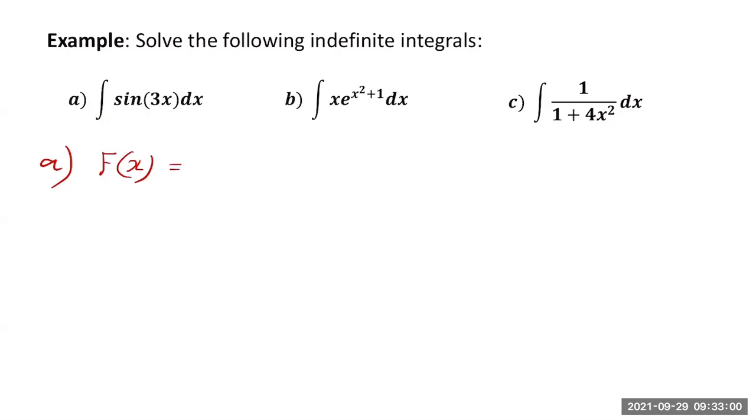Well, if you take uppercase F of x equal to minus cosine x, would that give you what we want? What is the derivative of minus cosine x? The derivative of minus cosine x is plus sine x, right? The derivative of cosine x is minus sine x. Minus times minus is plus, so you get plus sine x. That's not what we want. We need sine 3x. What if we try cosine 3x instead of cosine x? Would that give what I want?